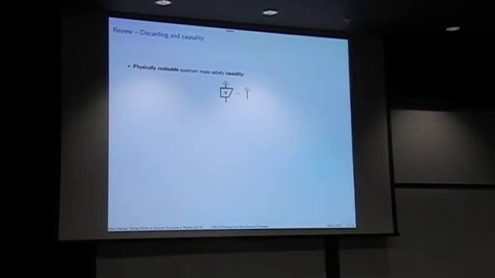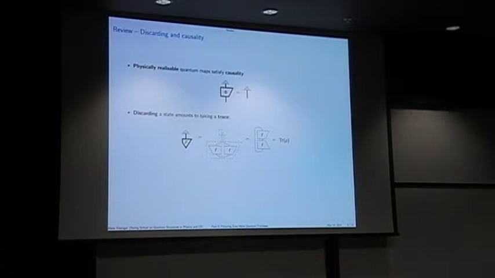And as Bob said, the physically realizable maps satisfy this causality postulate. If we look at this applied to a state, this just amounts to taking a trace of the thing. So it's kind of like the norm of the state. So the causal states are density matrices. They're positive operators with trace one. The causal maps are CPTP maps, the standard, general way you would model a quantum evolution, right?